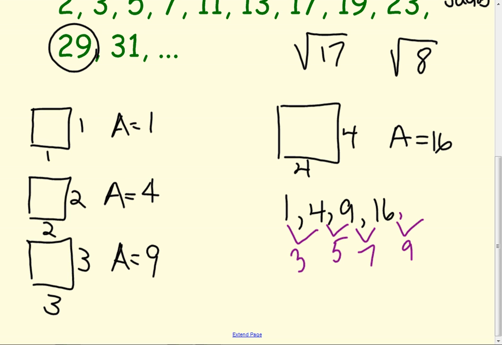So what's the next perfect square? What's 9 and 16? 9 plus 16 is 25. The next one would be 11, which gives me what? 36. Those are your perfect squares.